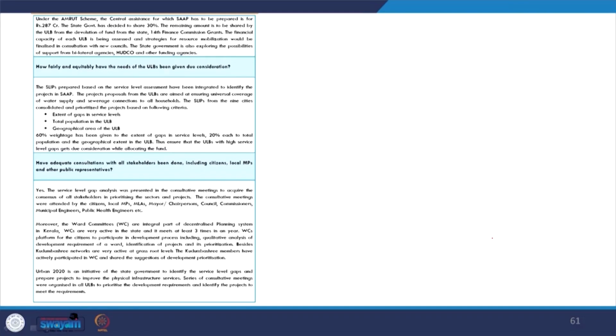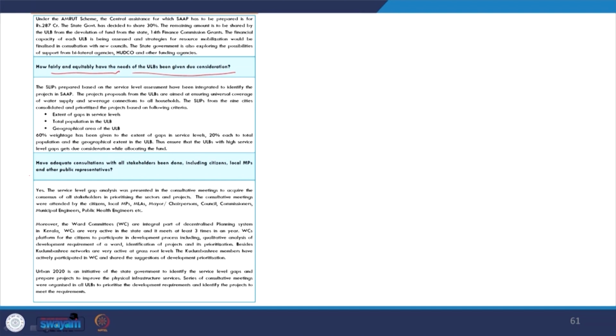We also see questions like how fairly and equitably have the needs of ULBs been given due consideration. So, how different sectors and geographical areas have been seen among the ULBs.